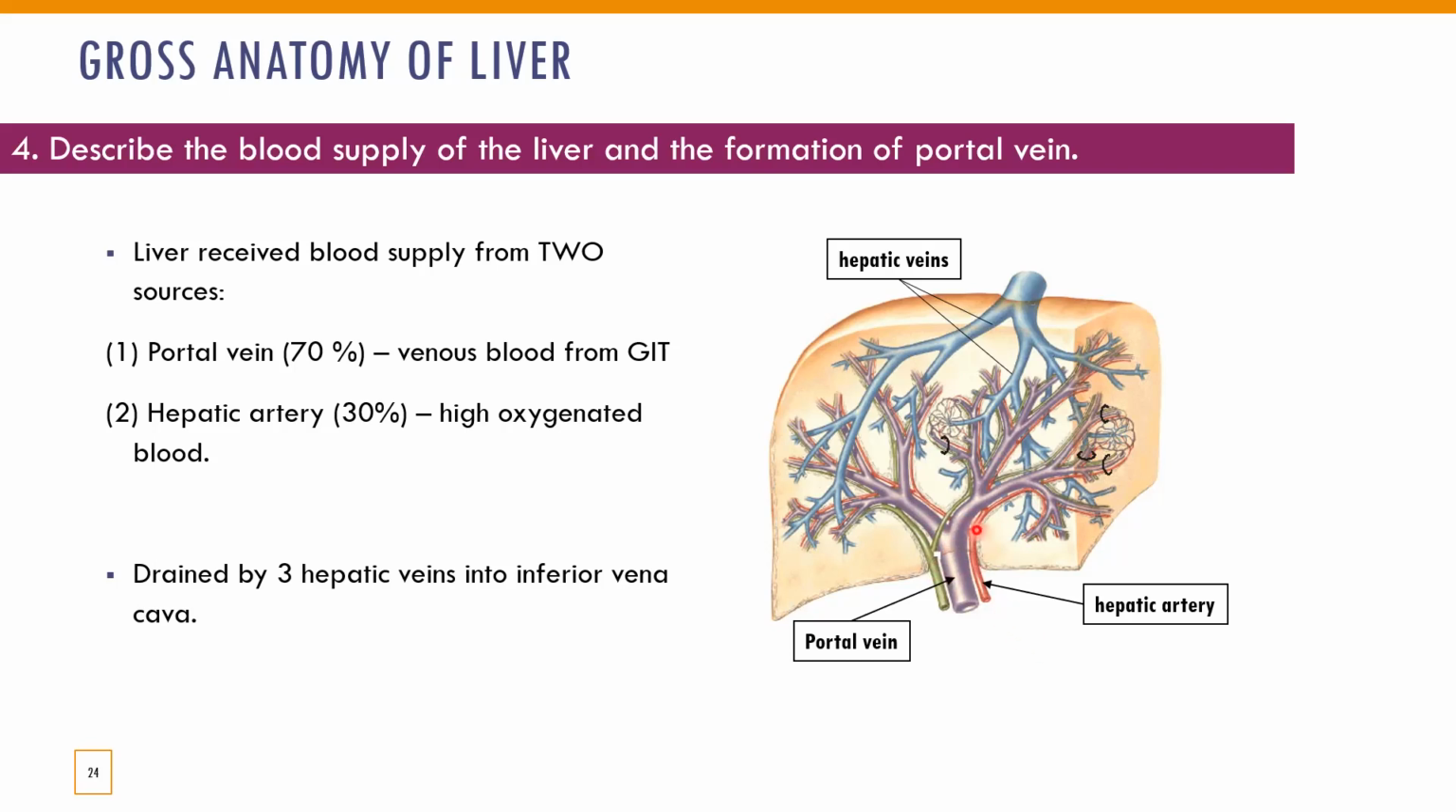The second one is the hepatic artery, which brings in about 30% of the blood, highly oxygenated blood that brings oxygen to the hepatocytes. The blood drains out from the liver through 3 hepatic veins, 1, 2, 3 hepatic veins, and into the inferior vena cava.